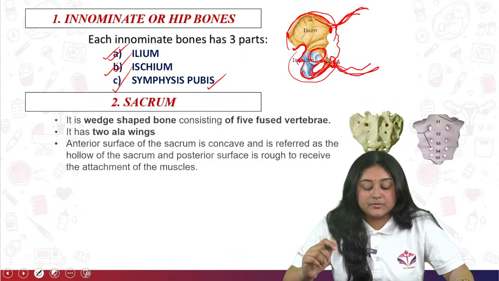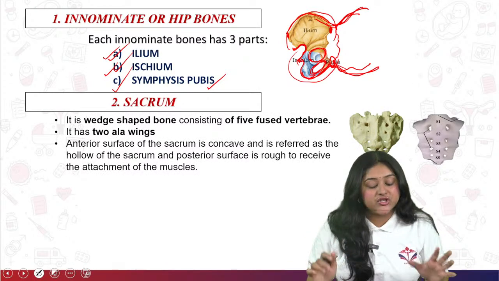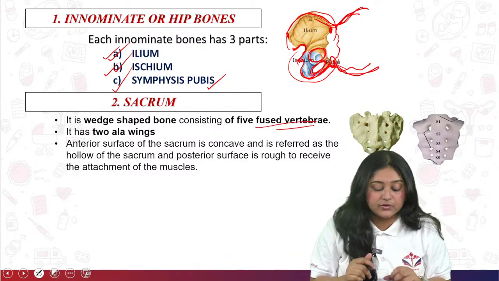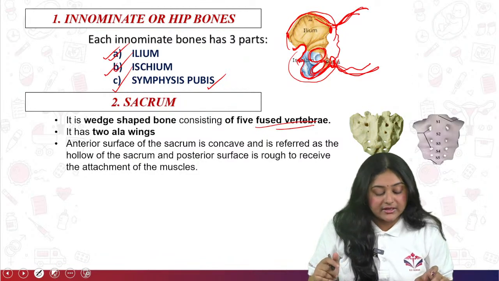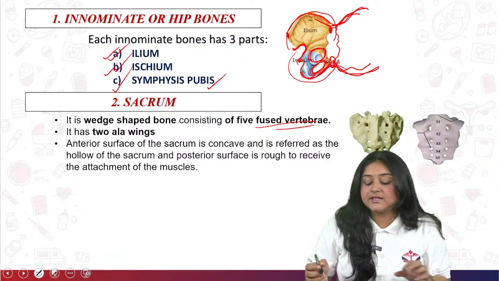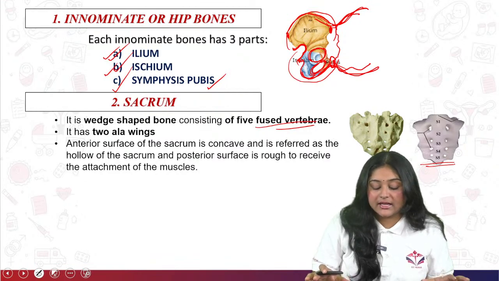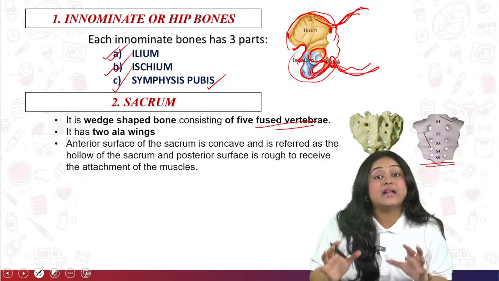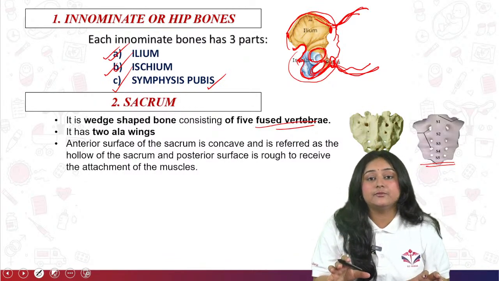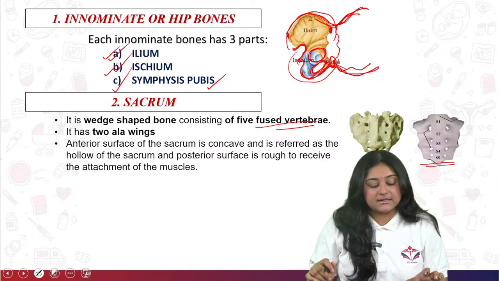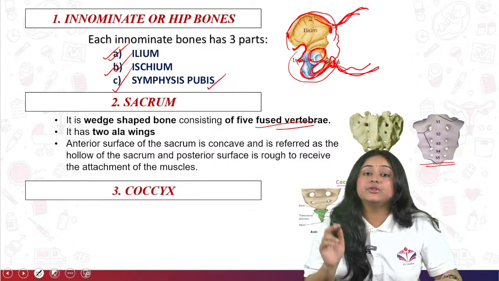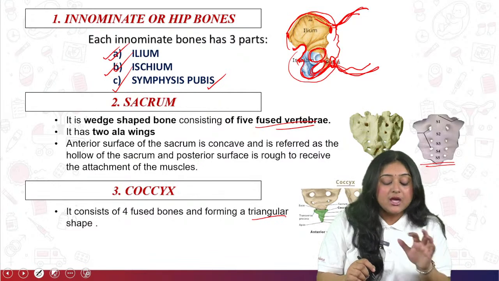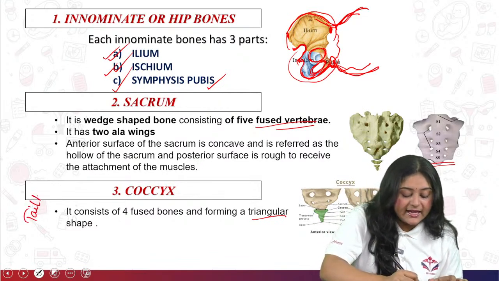Now come to the sacrum. The sacrum is a wedge-shaped structure, mainly consisting of five fused vertebrae. It has two alae, or wings. The anterior surface of the sacrum is very smooth and concave, referred to as the hollow of the sacrum, and the posterior sacrum is very rough, which helps receive the attachment of muscles. So that is the sacrum. Now come to the coccyx. The coccyx is made of four fused bones forming a triangular shape, and it is also known as the tailbone.